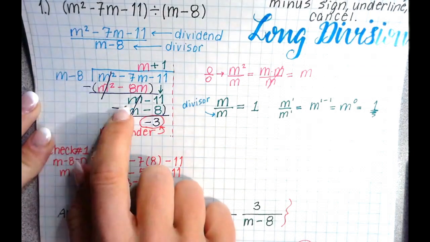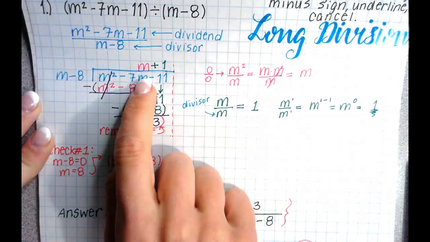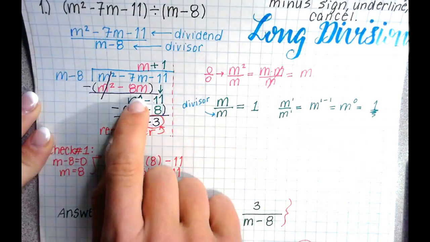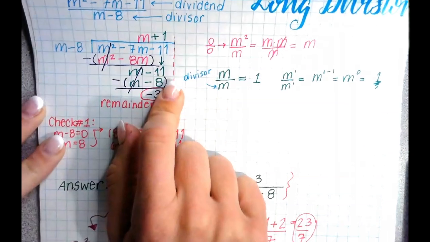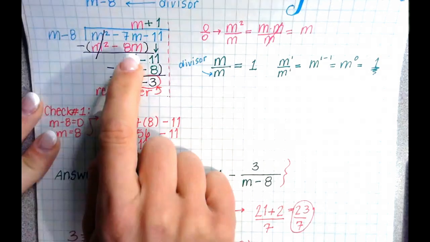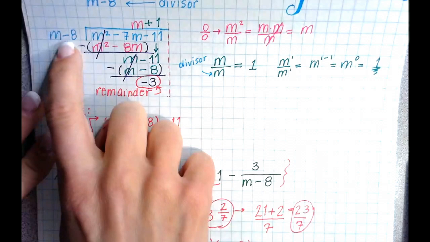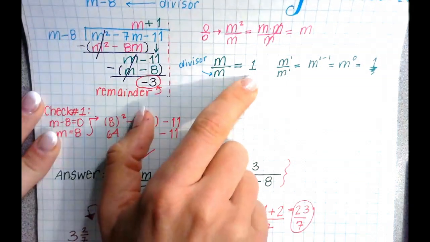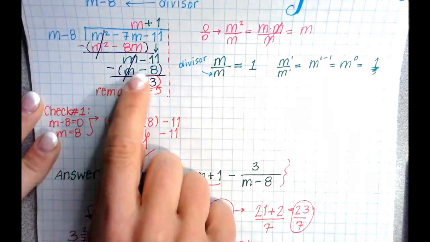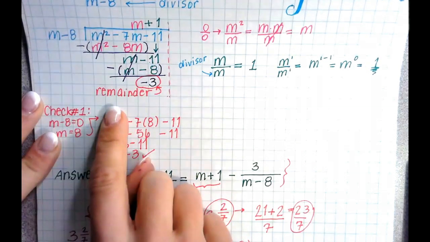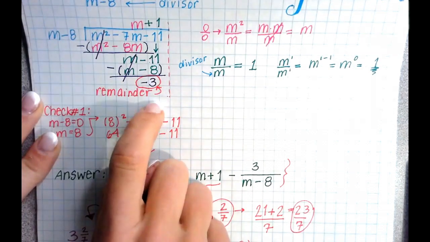Then every single time you're going to say out loud to yourself, parentheses, minus sign, underline, cancel. Negative 7m minus negative is plus, so plus 8m gives me a positive m. Bring down the minus 11, and we repeat the process. So what do we end up doing? This leading term m divided by that leading term m, which came from right there. So right there is 1, we wrote the 1 up there, 1 times my divisor is another m minus 8, but parentheses, minus sign, underline, cancel. Negative 11 plus 8 is negative 3. That should be my remainder.